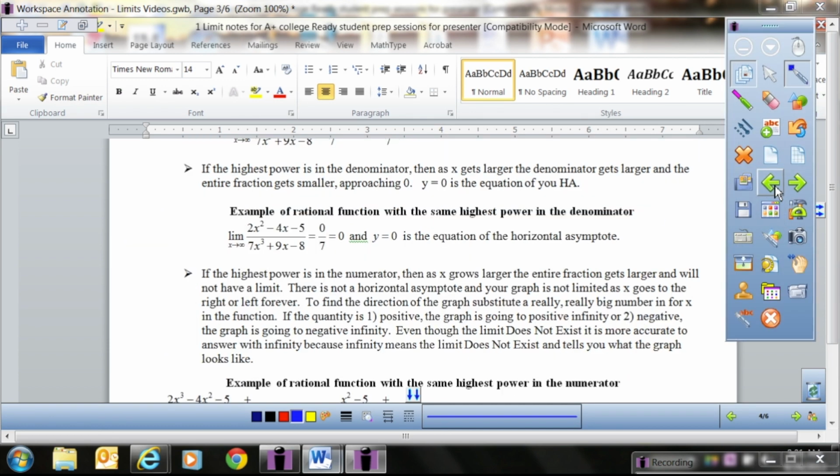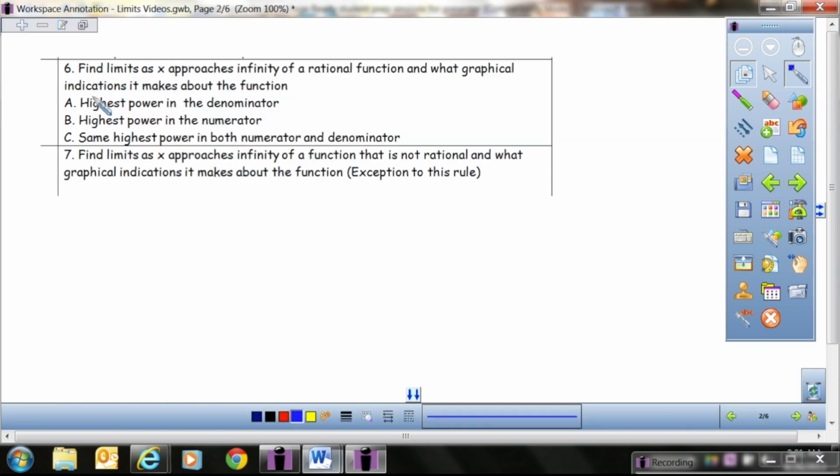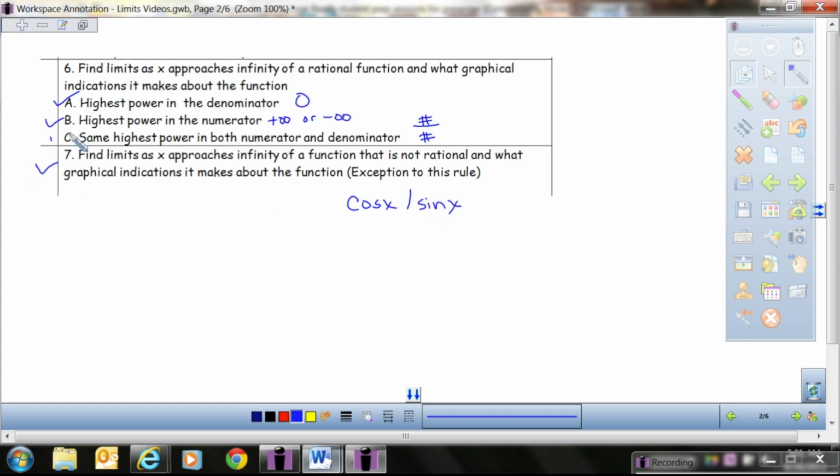So let's see. I'm going to go back to my checklist and see if I've done everything I had to do. All right. Highest power in the denominator. Okay, so it's not in the same order, so if I can remember. If the highest power is in the denominator, it gets bigger, which means the whole thing gets smaller, so it's 0. Highest power is in the numerator. It's either going to be positive infinity or negative infinity. Same highest power in both numerator and denominator. It's going to be coefficient over coefficient of that highest power. If you're going to a rational, you've got to know what it looks like, except for cosine and sine, which are the exceptions to that rule, because they do not have a limit, because they do not go to any one thing. So I have done everything on my checklist, and so I am finished for this section.